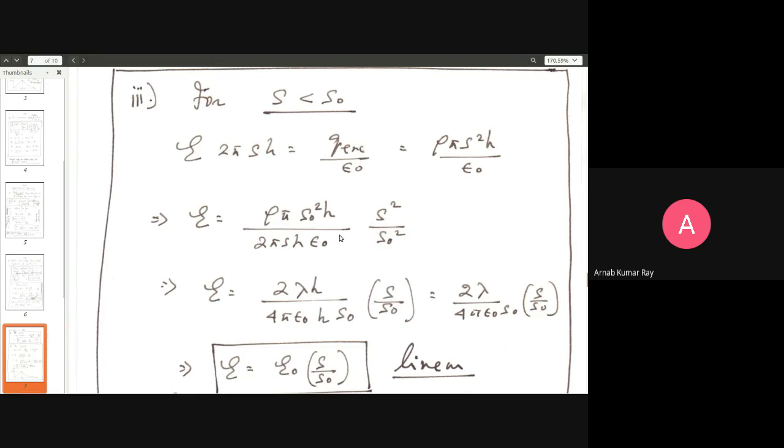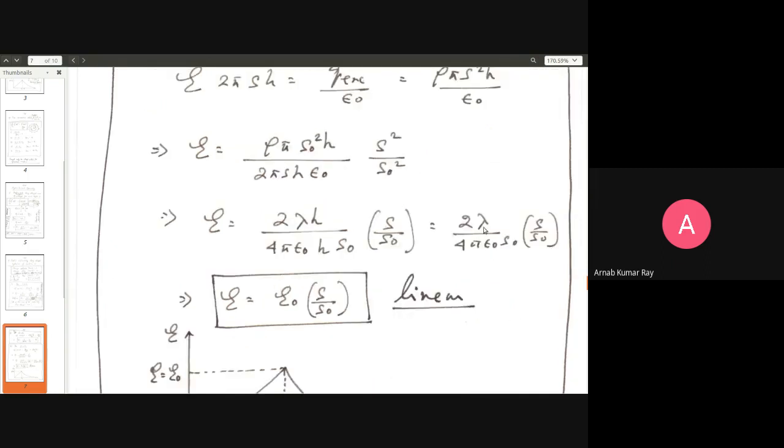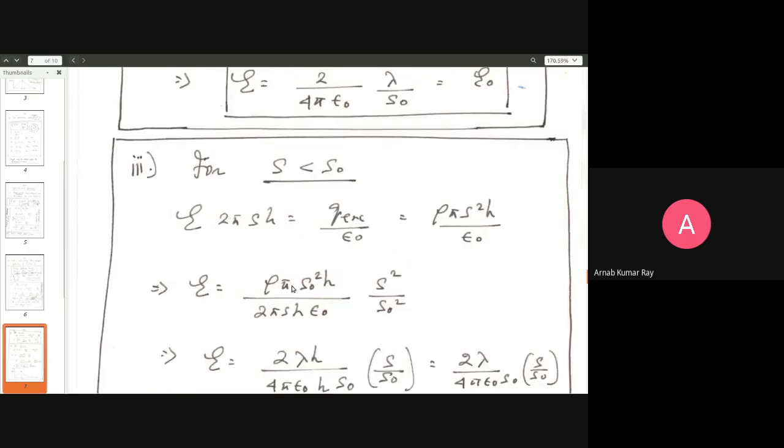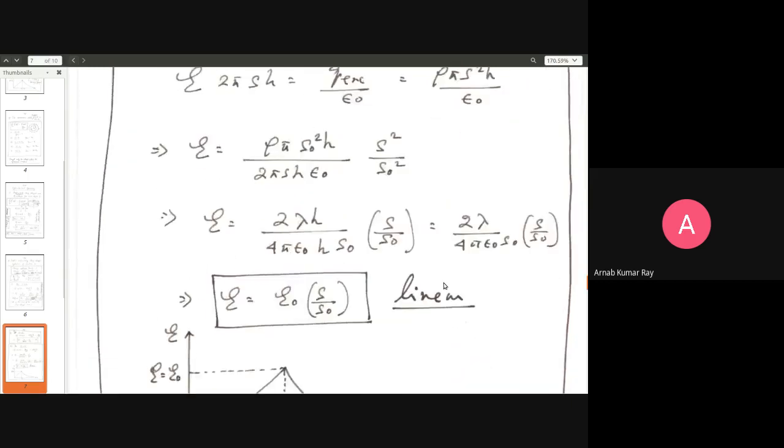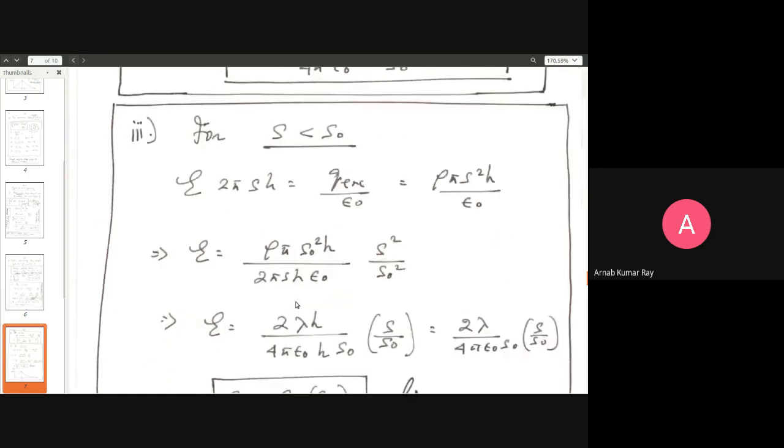And what we will do is that this S naught squared will be split into two parts. We have got an S naught here and an S naught there. These two H's will cancel, and you'll just have 2 lambda by 4 pi epsilon naught S naught. Okay, and that will be E naught. So that's a linear relationship. E goes as constant into S, the linear function of S. This is just like y is equal to m into x, a straight line passing through the origin. So inside this cylinder, there's a linear variation of the electric field.